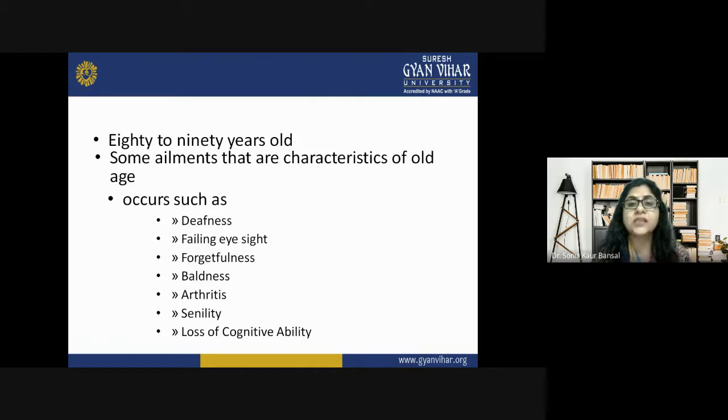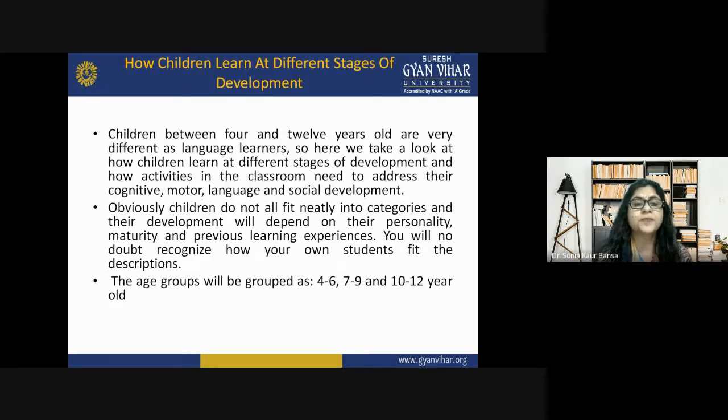I hope you are understanding the different stages and their related characteristics. Now it's important, students, that you all understand how children learn at different stages of development. We have seen the prenatal stage, then the postnatal stage or early infancy. Then we have also seen the childhood stage, adolescent stage, adulthood stage, and then old age.